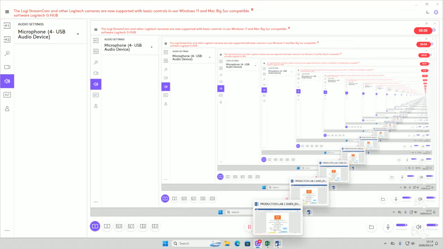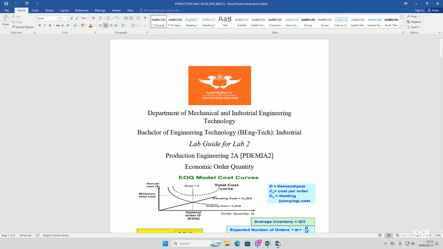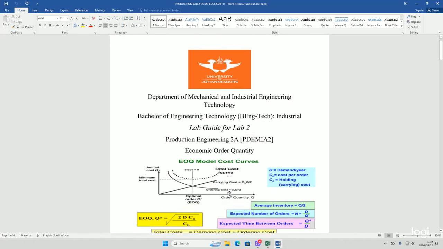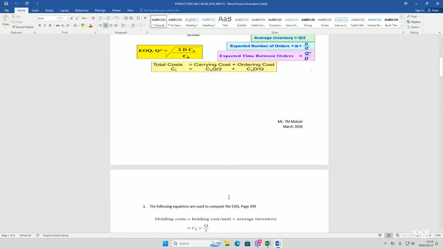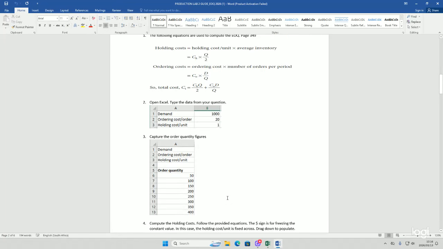Okay, so hi guys. Today we'll be doing a lab for production engineering 2A. Here we'll be dealing with EOQ, economic order quantity. Okay, so your economic order quantity, your EOQ.